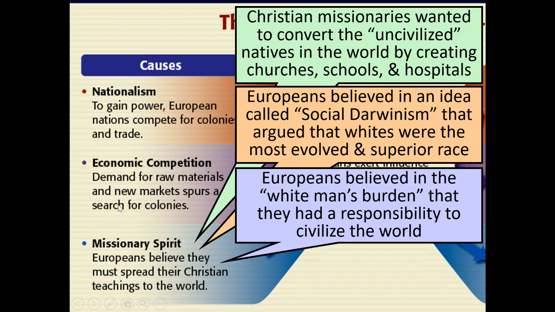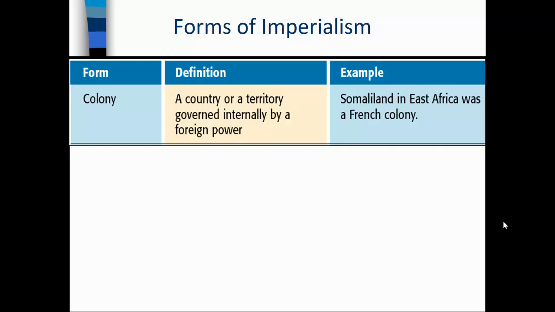And if you look at this third point here, white man's burden, they're going to say it's our burden, it's our responsibility to go civilize the world. When in reality, these African and Asian countries were like, hey, we're doing fine without you. Thanks, but no thanks. And so they're going to look at it as kind of their duty to go out and do that. Forms of imperialism, there's 3 different types.